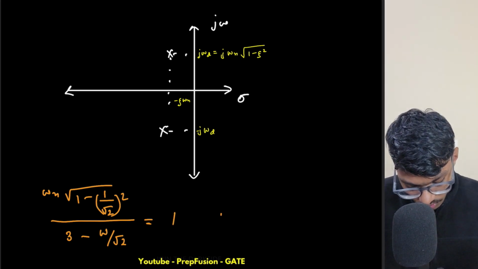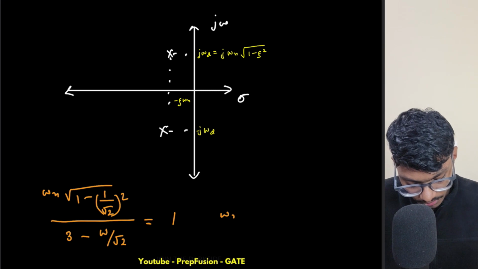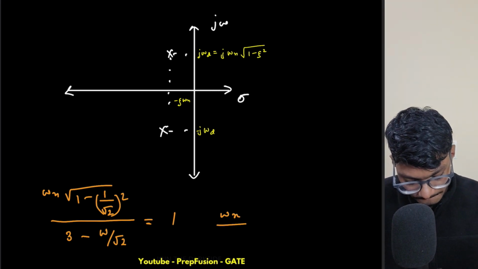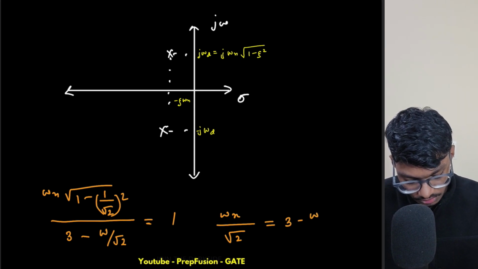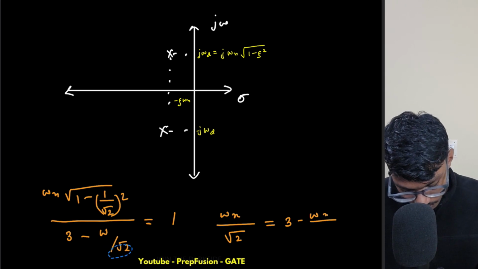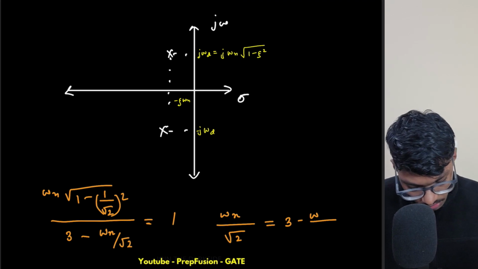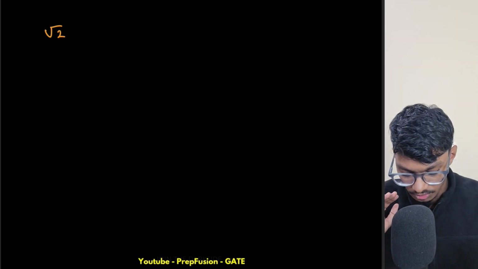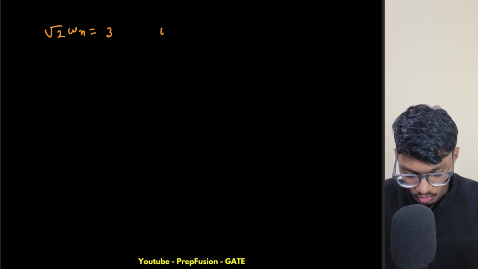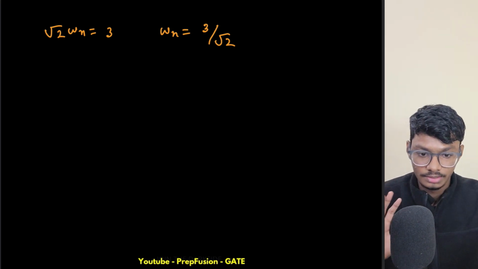Which is 1. So 1 minus 1 by 2 is 1 by 2, and under root 1 by 2 is omega n by under root 2. So this is 3 minus omega n by under root 2, which becomes 2 omega n by under root 2. So basically under root 2 omega n equals 3, so omega n becomes 3 by under root 2.